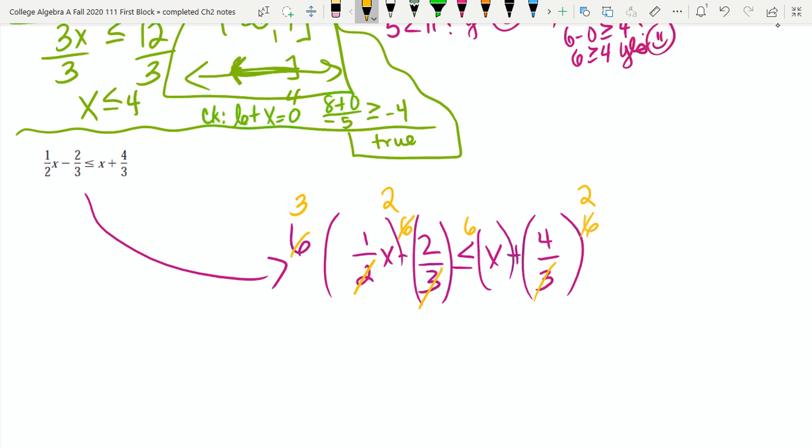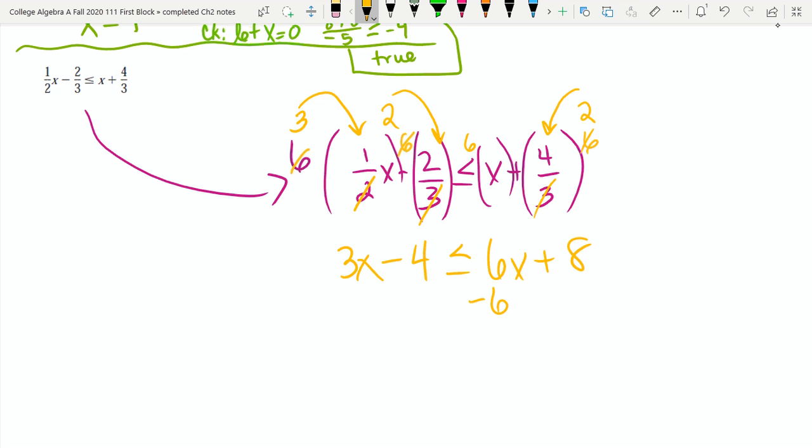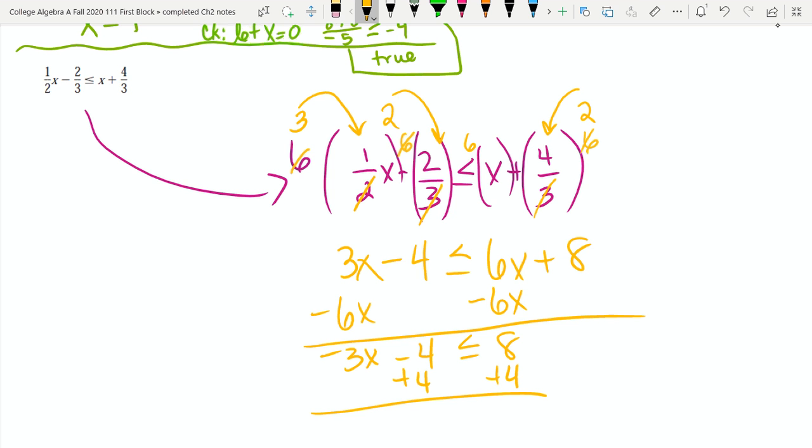So now distribute. So this will be here to here. It will be 3 times 1 times x, or 3x. And that's a minus. 2 times 2 will be 4. Less than or equal to 6x plus 2 times a 4 here, 8. I like to work with x's on the left, so I'm going to subtract 6x on both sides. So negative 3x minus 4 is less than or equal to 8. Add 4 to both sides. So negative 3x is less than or equal to 12. Divide by negative 3, x is greater than or equal to negative 4.